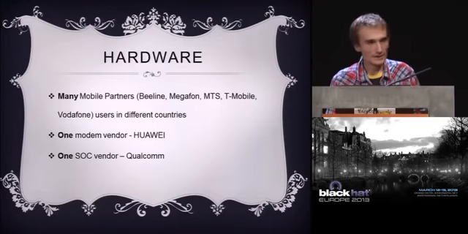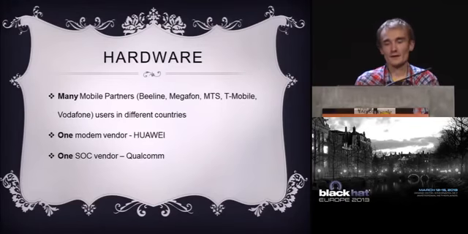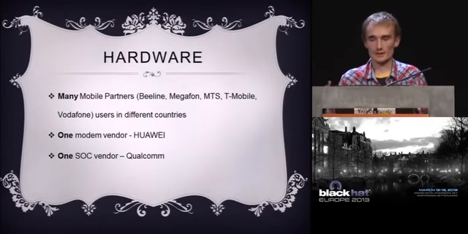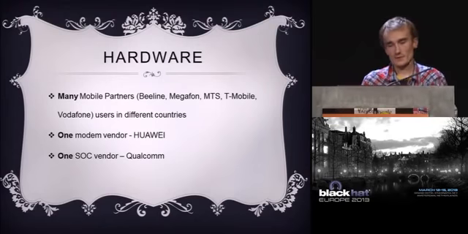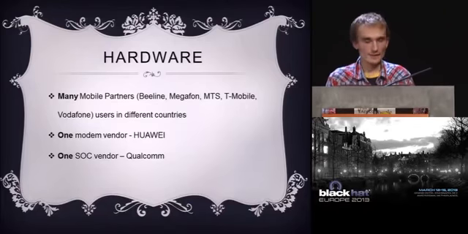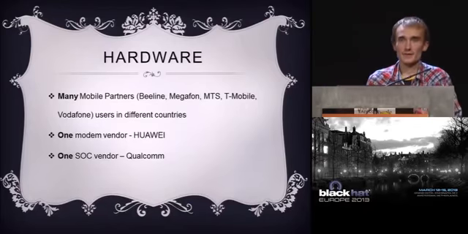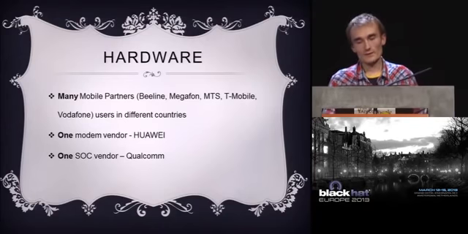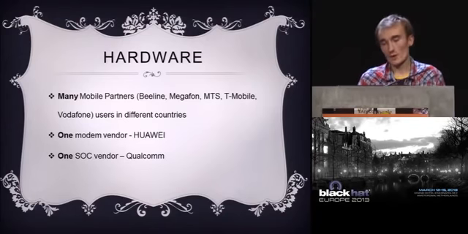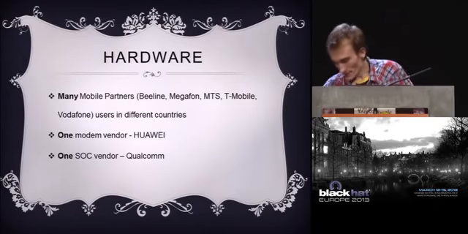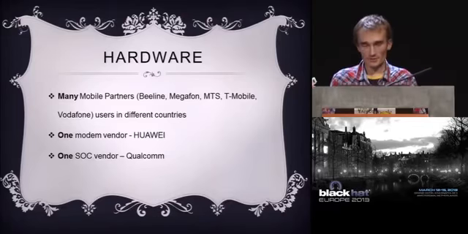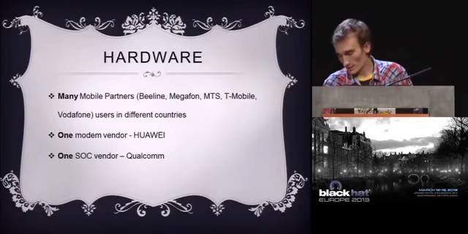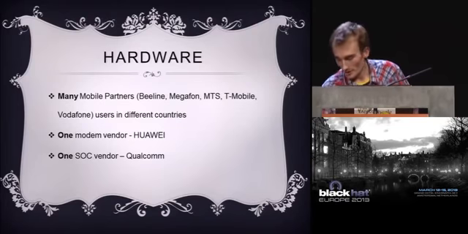So, hardware. Basically, each mobile partner in Russia, our trio is Beeline, Megaphone, MTS. In Europe, it's T-Mobile, Vodafone, and maybe in the US and Canada there are other mobile partners. And they use one major modem vendor, Huawei. It's just a USB stick. Inside of it, there is a Qualcomm chip, a system on chip, and all devices have a common structure.